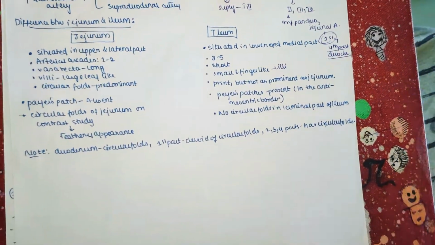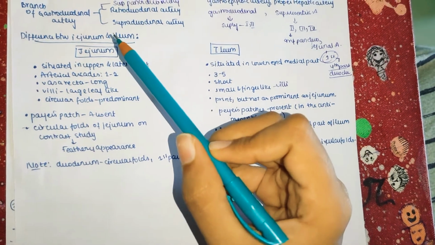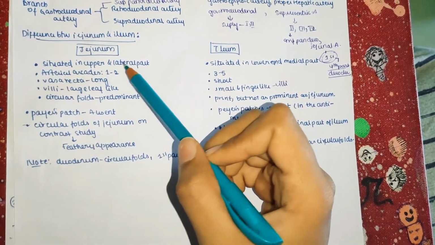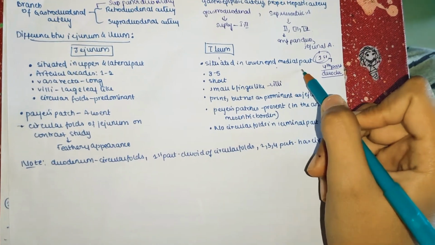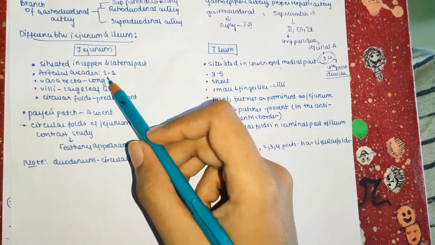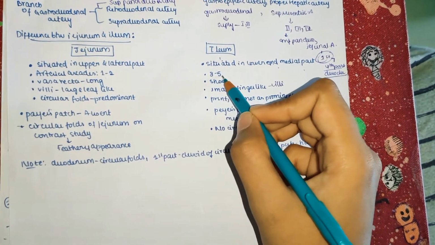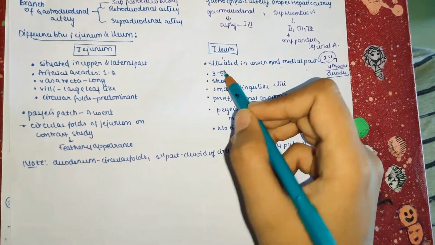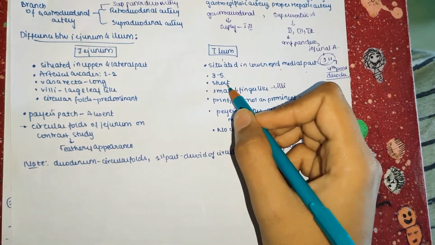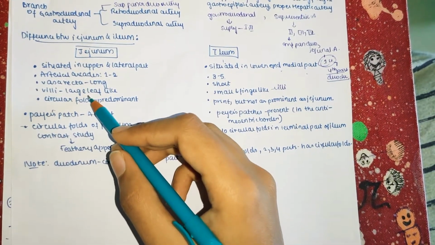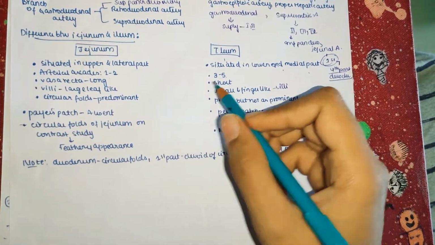Finally, let us differentiate the jejunum from the ileum. The jejunum is situated in the upper and lateral part, but the ileum is in the lower and medial part. There are 1 to 2 arterial arcades in the jejunum, and 3 to 5 arterial arcades in the ileum. In the jejunum the vasa recta is long, in the ileum the vasa recta is short. In the jejunum the villi are large and leaf-like, in the ileum the villi are small and finger-like.